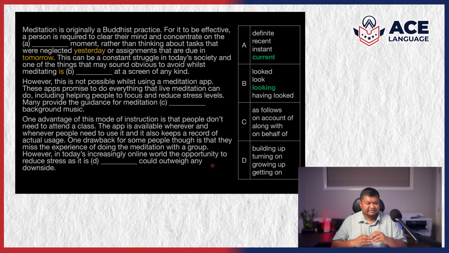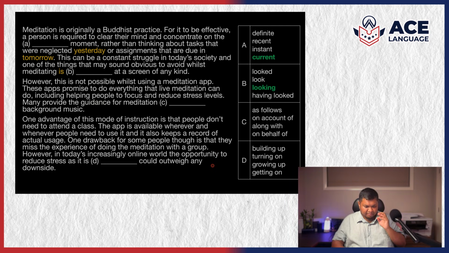Next one is, so I'm going straight to the sentence itself. These apps promise to do everything. Now I have a problem here. I'm saying these apps. What apps? I really don't know. So that means I need to read the sentence before it. However, it is not possible whilst using a meditation app. That is the app, right? These apps promise to do everything that live meditation can do, including helping people to focus and reduce stress levels. Many provide the guidance for meditation dash background music. So I'm talking about apps that help me in meditation and they provide me guidance.